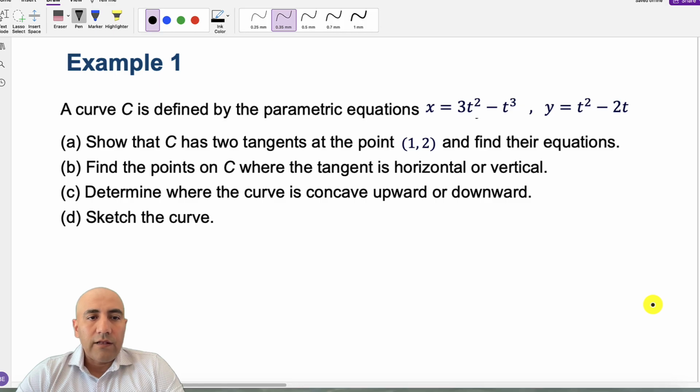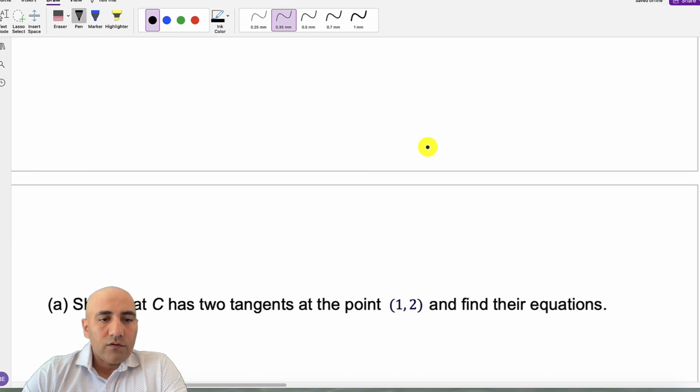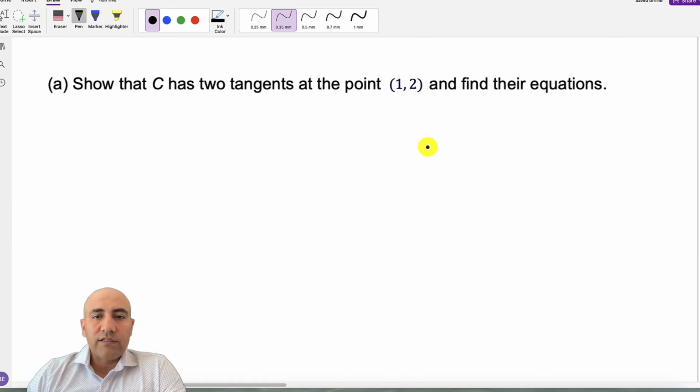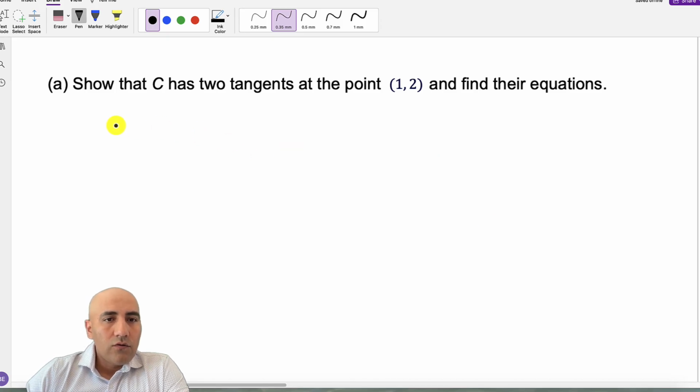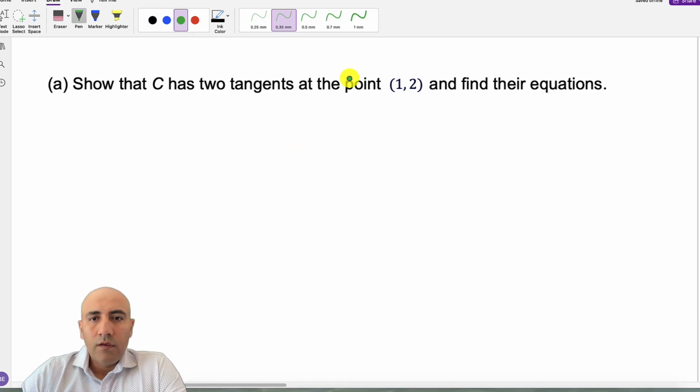Okay, so to begin with, part A, show that C has two tangent lines at the point (1, 2), and find their equations. So remember, this is (1, 2), meaning that x is 1 and y is 2. So the first thing we should do is try and figure out what t value exists such that when we plug it into this equation, we get a 1, and we plug it into this equation, we get a 2. So let's find that t value. So that means that x is equal to 1 and y is equal to 2.